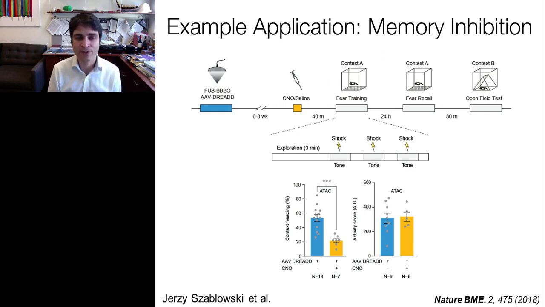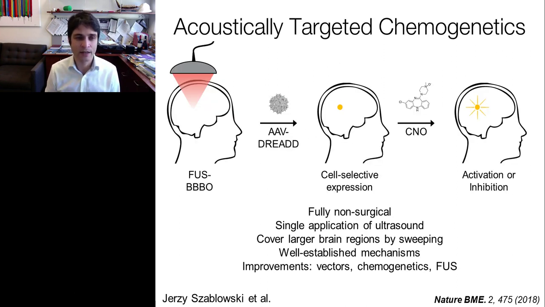And the magnitude of this effect is comparable to what people have seen previously with chemogenetic and optogenetic treatment. So in this case, we were able to implement this technology successfully in a mouse model. The advantages from our point of view are that this is a fully non-surgical procedure. You apply the ultrasound only once.